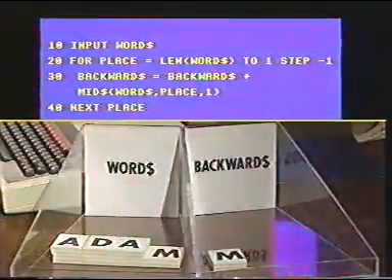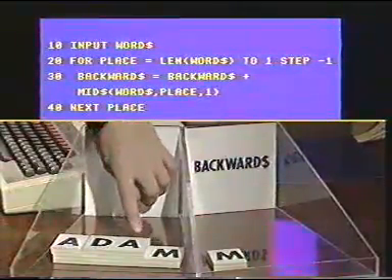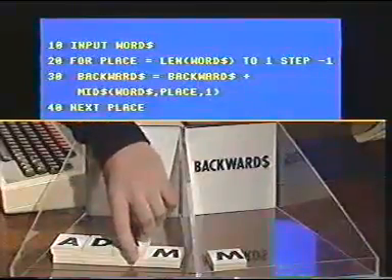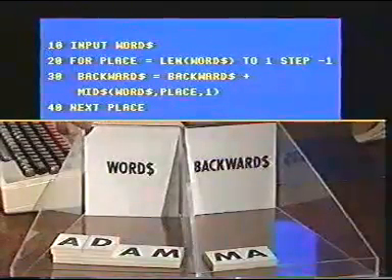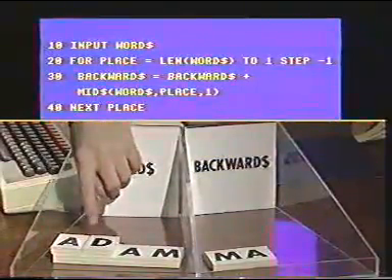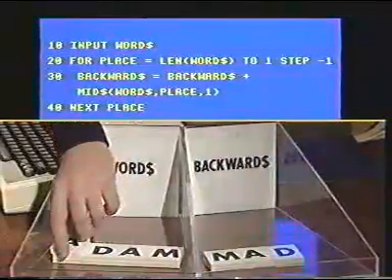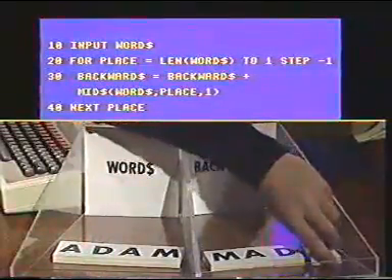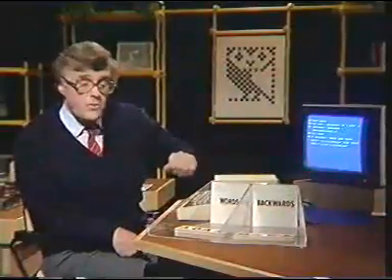We then go round the loop again to the next place, subtract 1, so place becomes 3, and we end up here on A. And we take the third character and add it on to what's already in backward string. It will then subtract 1 again, take the second character, add it on to what's already in backward string, and finally the last character, and add it on to what's already in backward string. So we've created the word in backward string, which is our original word backwards.